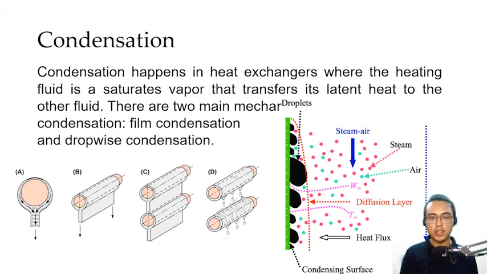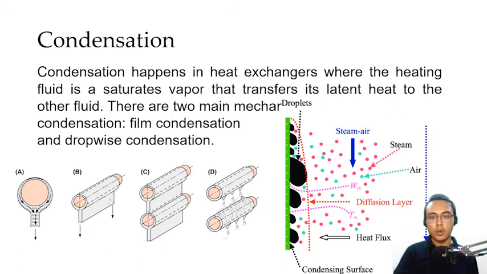Film condensation states that there is a uniform thin film of liquid that forms around a solid surface during condensation. That is pictured on letter A here. The circle is the cross-section of a solid pipe, and the condensed fluid around it is represented in gray. You can see that it forms a uniform thin film of fluid around this tube, and then that film would descend via gravity by laminar flow.